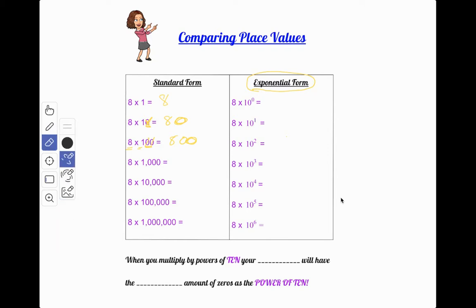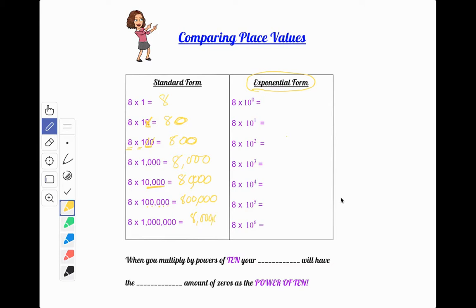So that means 8 times 1,000 is 8,000. And 8 times 10,000, how many zeros do I have? I have 4 zeros. So 1, 2, 3, 4. And then 8 times 1 is 8. So I have 80,000. And then 8 times 100,000, I have 1, 2, 3, 4, 5 zeros, 800,000. And then 8 times a million is 8 million.